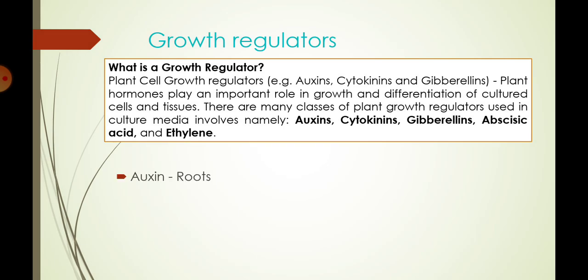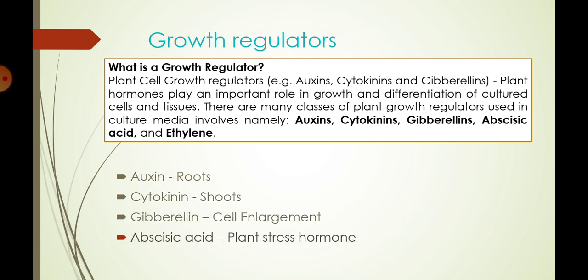We'll use some growth hormones or growth regulators in the process, and growth hormones play an important role in growth and differentiation of cultured cells or tissues. We'll use auxin that regulates root growth, cytokinin that regulates shoot growth, gibberellin that regulates cell enlargement, and abscisic acid and ethylene are plant stress hormones.